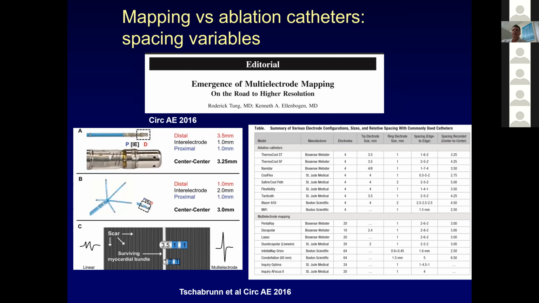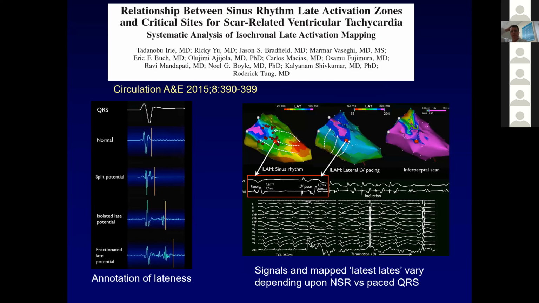And with high density mapping and multiple electrode systems, it gets even more confusing. What's the best way of doing it? There's a list here on the right of multiple high density electrode catheters. We all have our favorites. I know Rod Tong likes the Livewire Duodeca. I like the Grid. Some people like the Pentaray. There may be other catheters emerging. And Dr. Tong has done a very nice job with the Orion catheter. So lots of different approaches, but perhaps we could standardize it more with imaging.